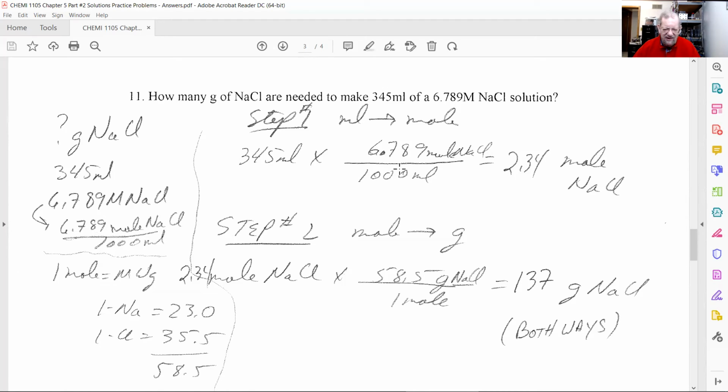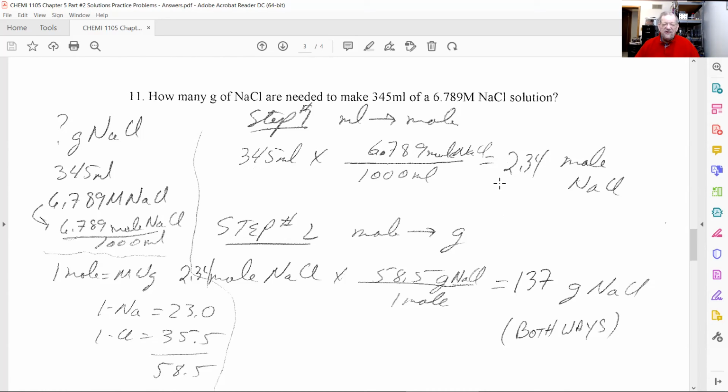Well, I put that in there, and I get this number. Milliliters divided by milliliters cancel out. I'm left with moles of sodium chloride. Now notice he's in his 3 significant figure run again. 3 significant, 4 exact number, 3 significant figures.